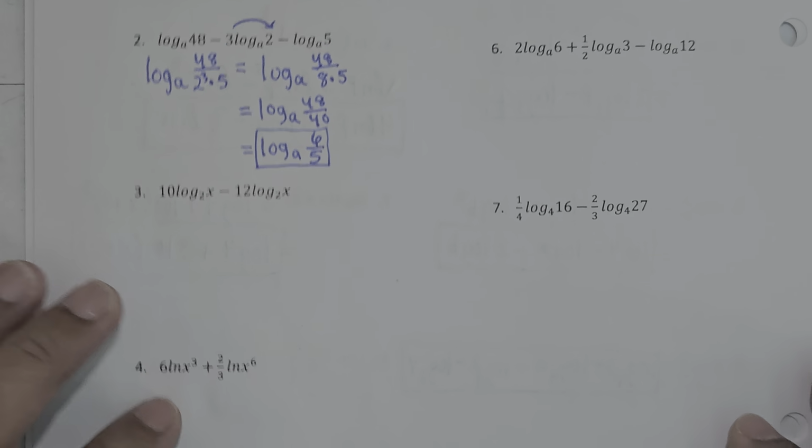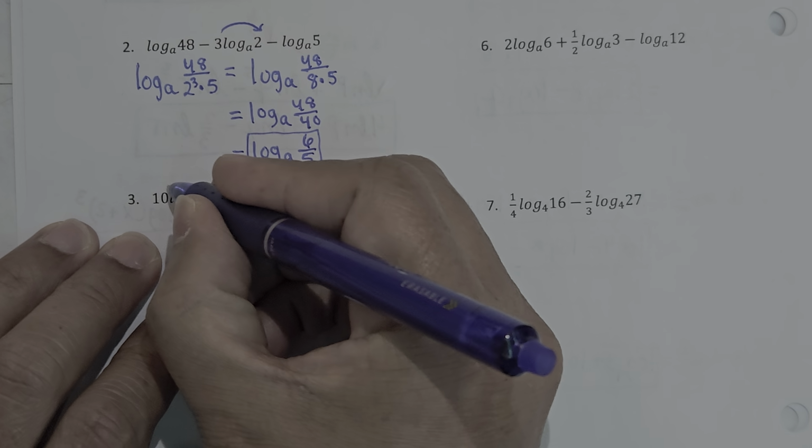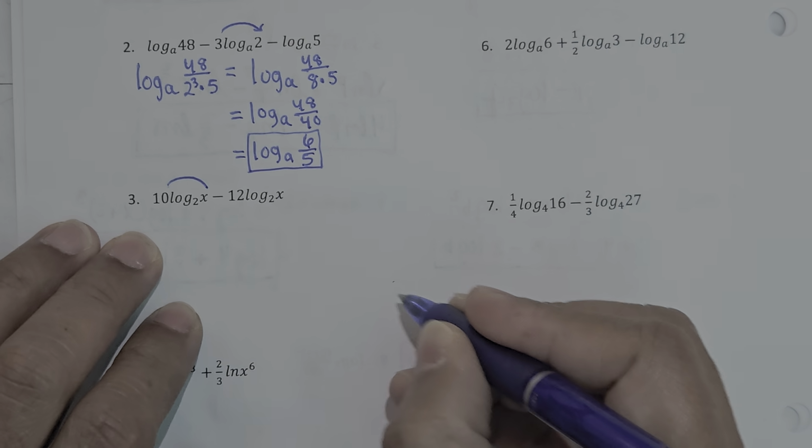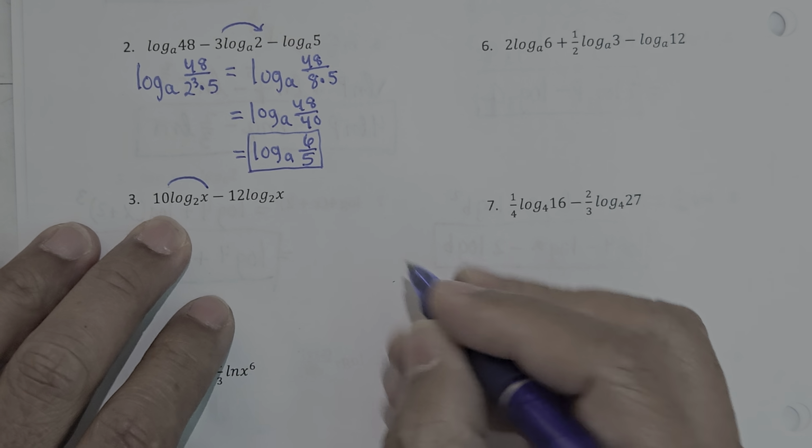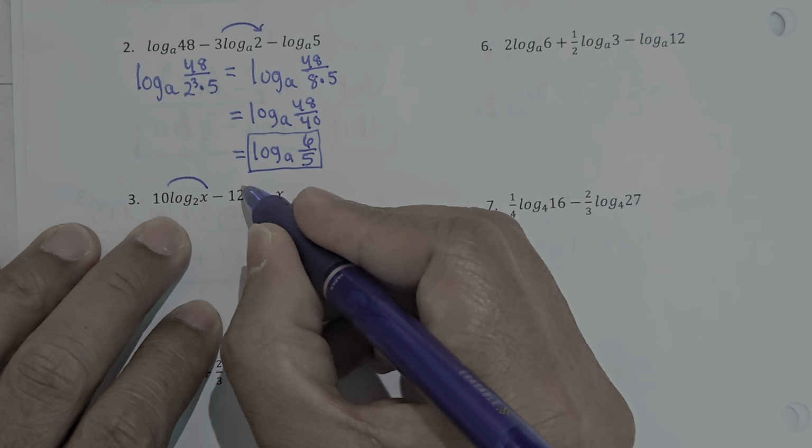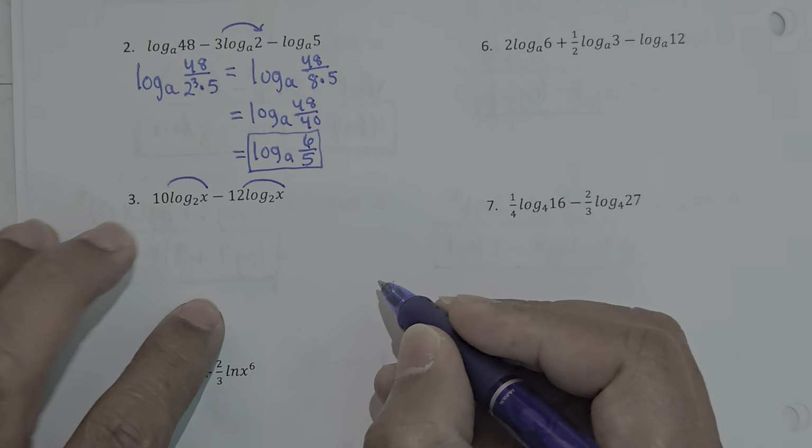Let's move on to the third example. For this one, this has a power, so that 10 applies to x. So we have the power rule. And this is minus. And also there's a power, but this goes in the denominator.